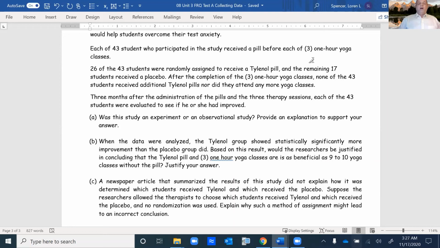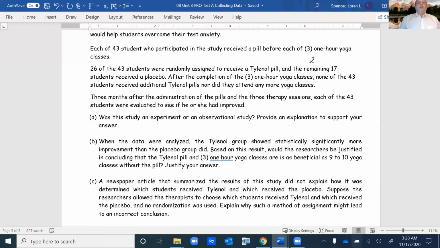That's okay. We want to make sure that we have enough replication for each one to say that we've accounted for differences in the population. So we have 26 in one, and we have 17 in another, and that may or may not be enough to say that, hey, that accounts for the different students, but we'll see if they ask us about that.